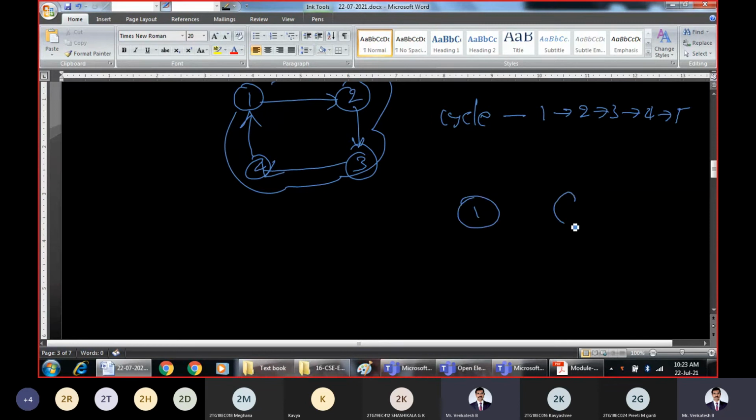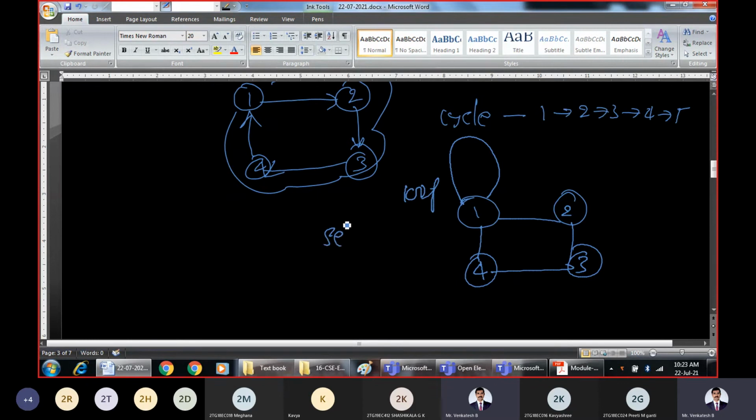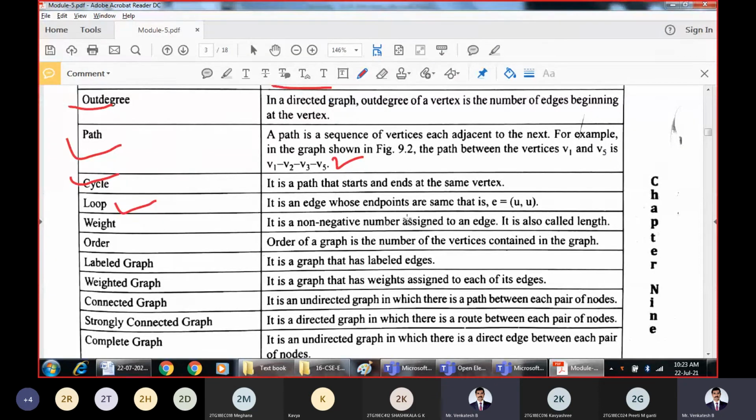For example, in this graph, 1, 2, 3 and 4, if there is one edge which starts and ends at the same node, that is called a loop. Sometimes it is also called a self loop, which starts and ends at the same node.